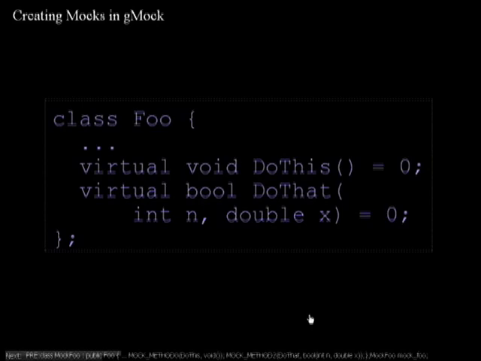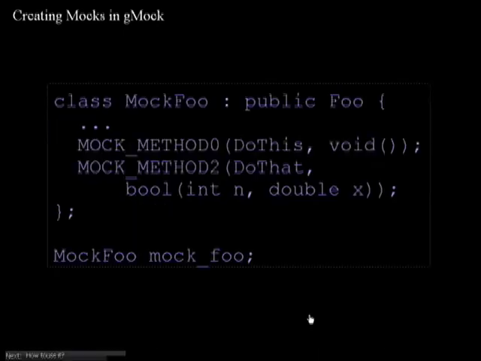Here's a concrete example. Suppose you have this Foo interface. Here it has two virtual functions which are pure. The first one is DoThis. It takes no argument and returns void. The second, DoThat, takes an int n and a double x and returns a bool. So how do we create a mock class for this interface? Well, you just use a MOCK_METHOD for each method in the interface.